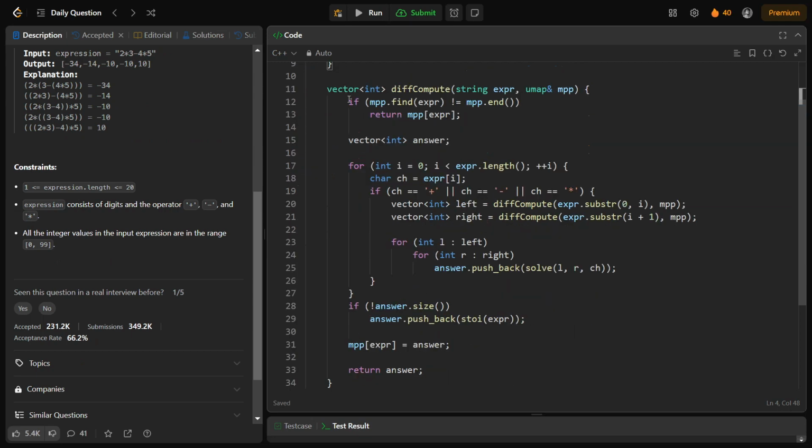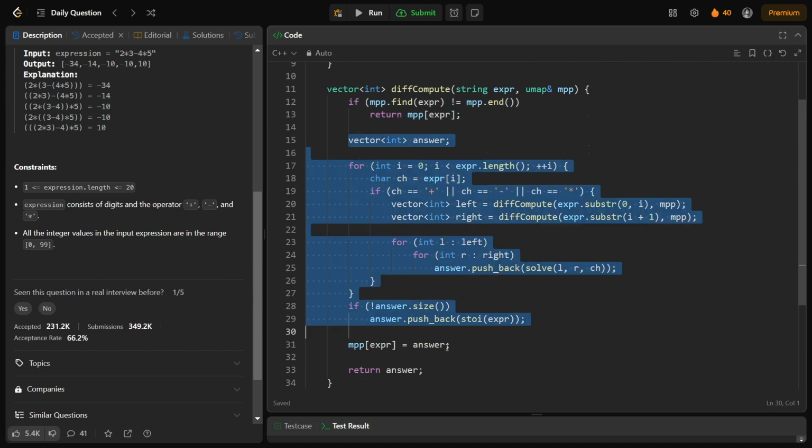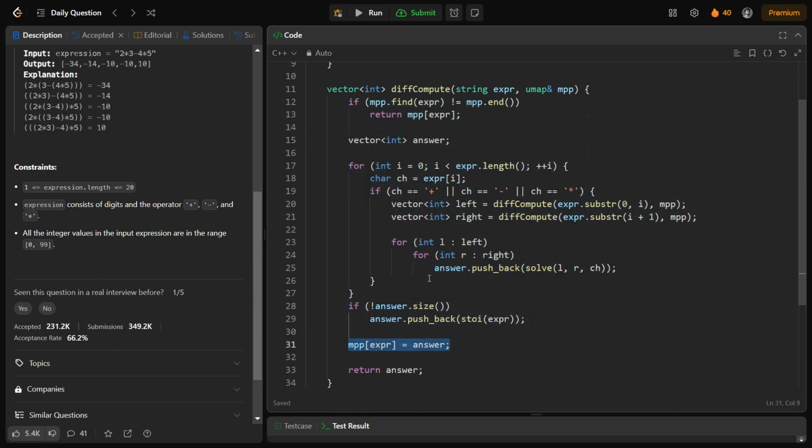First, a few things. Given the expression, if you find a solution in the map, you directly return that, because it is assumed that we have already solved this. That is for memorization. Here as well, if you have not memorized this, you do the solving, and after you're done with the solving, you add that to the map. Remember that you have to pass this map by reference. In the end, you return the answer.